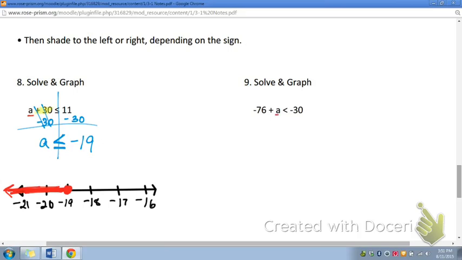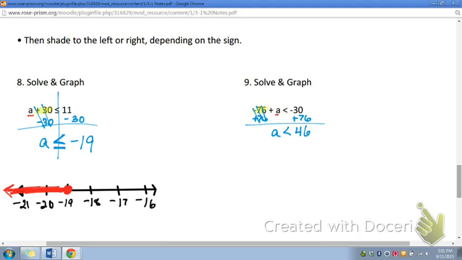Here's my variable A. What's happening to A? Well, it's being subtracted by 76. So I'm going to do the opposite of subtracting 76. I'm going to add 76 to both sides. Positive 76 and negative 76 cancel. So I have A is less than, and then I do negative 30 plus 76, and I get positive 46.